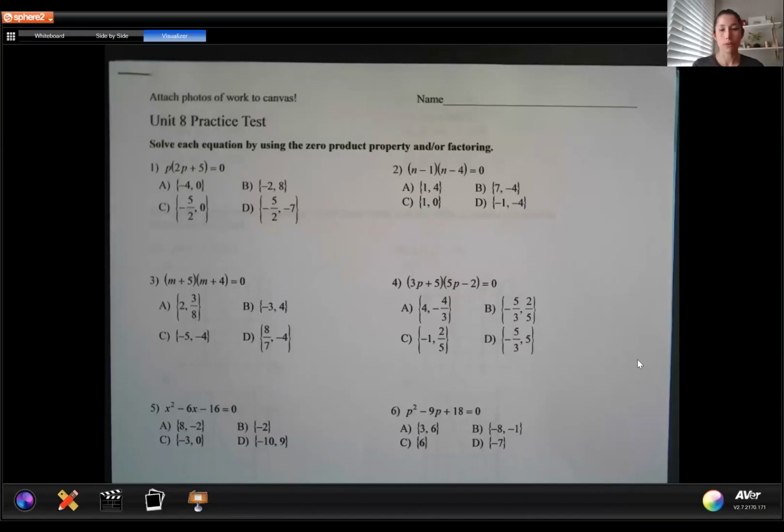Okay, so we're going to be going over the Unit 8 practice test. Really quickly before that, I just want to show one thing. So I'm going to go ahead and share my screen really quickly.